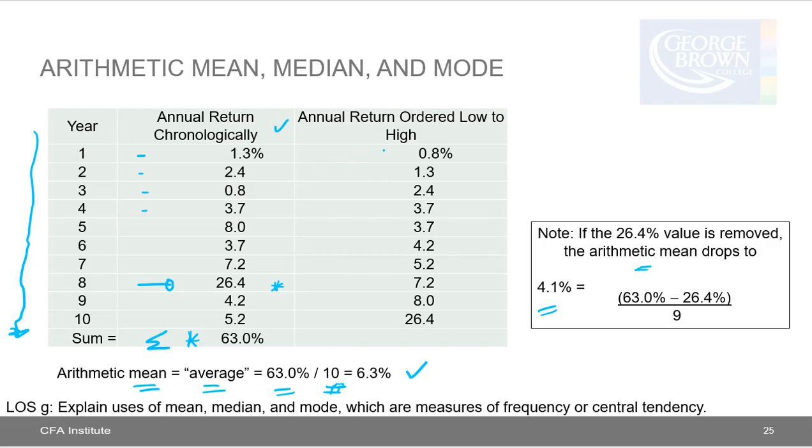Now, what we've done here in the second column is that they've done an ordering. They've taken the annual returns and they've ordered them from high to low.